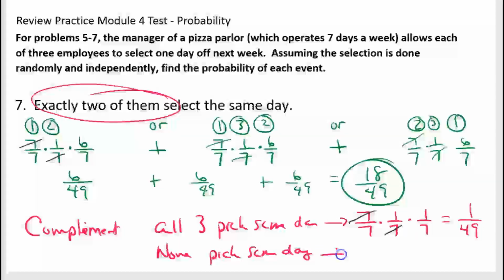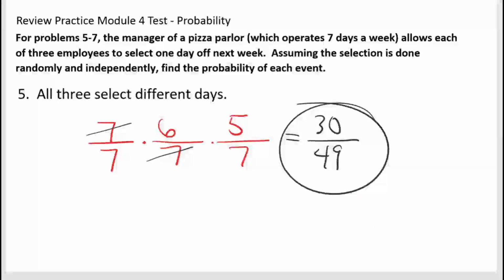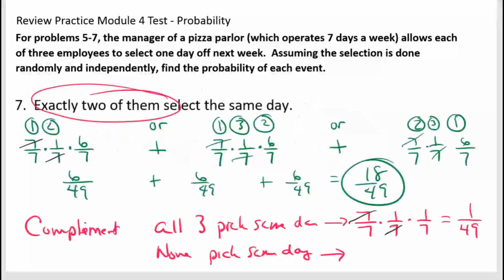Now, none of them pick the same day. This is convenient. We've already calculated that. Let me go back, and that was problem. I'm going to change the screen on you. That's right here. All 3 select different days. That was question number 5, 30 out of 49. So I'm just going to recopy that.